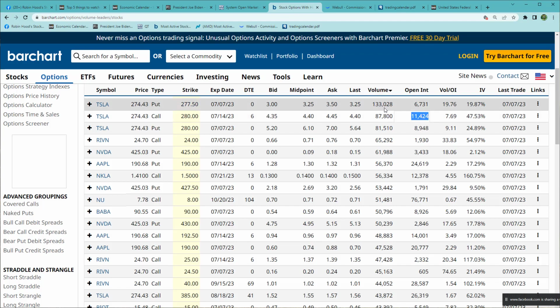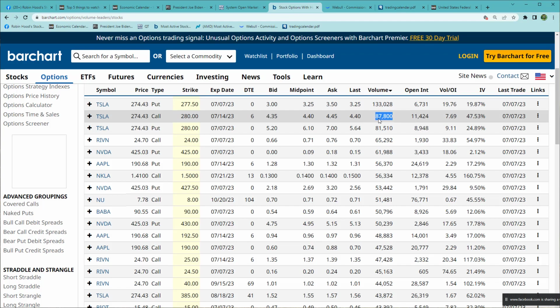So these are people holding. Now volume is always the current day's buying and selling activity, and all of a sudden we have almost 88,000 in pure buying activity because it exceeds the open interest. If the volume was less than the open interest, we would wonder whether it's mostly buying activity, selling activity, or just a blend. But when the volume greatly exceeds the open interest, that means it has more interest and people have bought it.